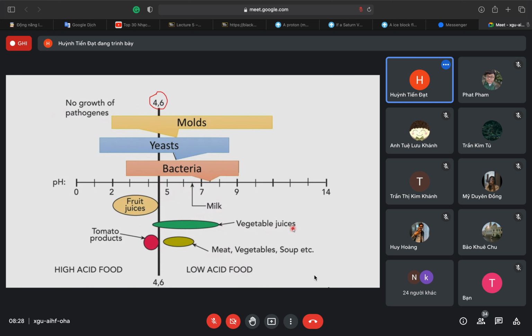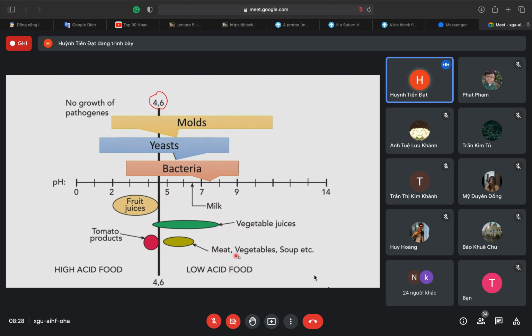Vegetable juices. See, this one is totally different from the fruit juice. They are made from plants, but this one has a higher pH. The preservation is different, and the treatment is also different.